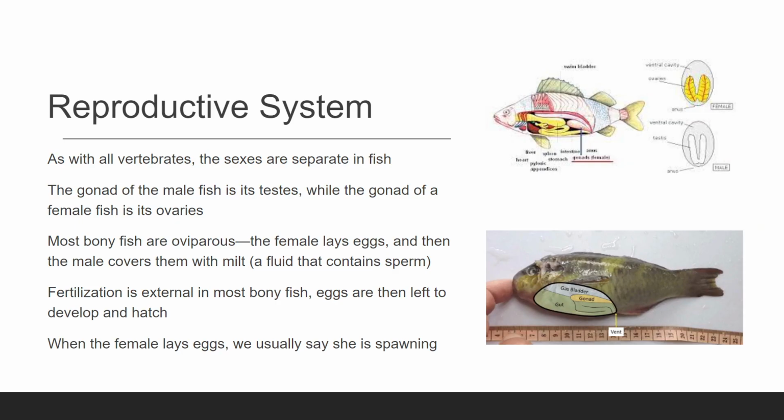Bony fish also have a reproductive system, and essentially they have two separate sexes. The gonads of the male fish are its testes, while the gonads of a female fish are its ovaries. Most bony fish are oviparous, where the female lays eggs and then the male covers them with milt. Milt is a fluid that contains sperm. Fertilization is therefore external in most bony fish, and eggs are then left to develop and hatch. When the female lays eggs, we usually say she is spawning.